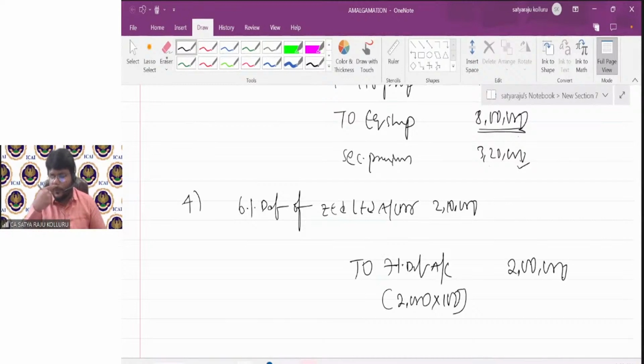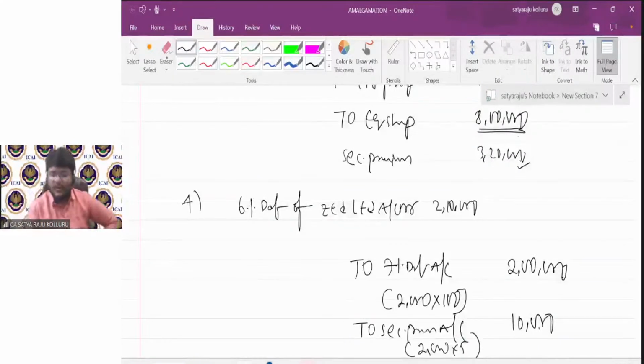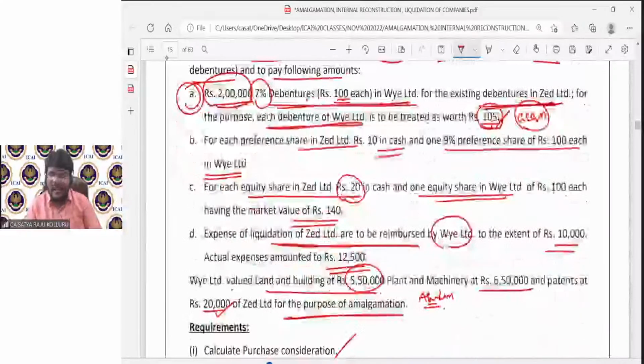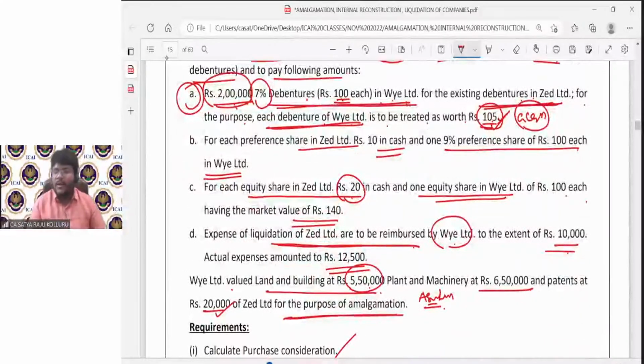The excess price with which you are issuing, you should credit to securities premium account, which is 2000 into ₹5, which is equal to ₹10,000. So the entry is 6% debentures of Z Limited account at ₹2,10,000 to 7% debentures to securities premium account. Guys, were any other adjustments given, like any intercompany owings?